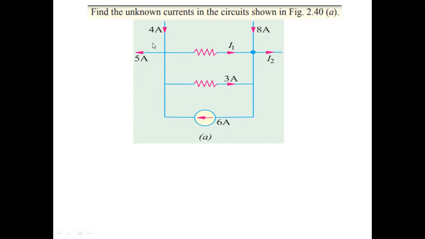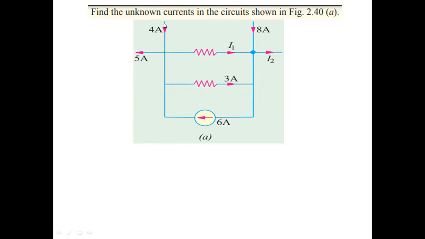Here we have different directions of currents, and we have to find the unknown currents, I1 and I2. Here we have two junctions: this is one junction and this is the other junction. First, for this junction, we will identify what the incoming currents are and what the outgoing currents are, and then write them.